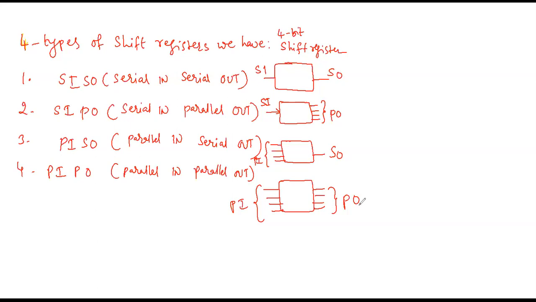Now we will look into the general purpose shift register. General purpose shift register diagram now we will see. This diagram can be used as any one of these 4: serial in, serial out, serial in, parallel out, parallel in, serial out, or parallel in, parallel out. You can use it as you want.